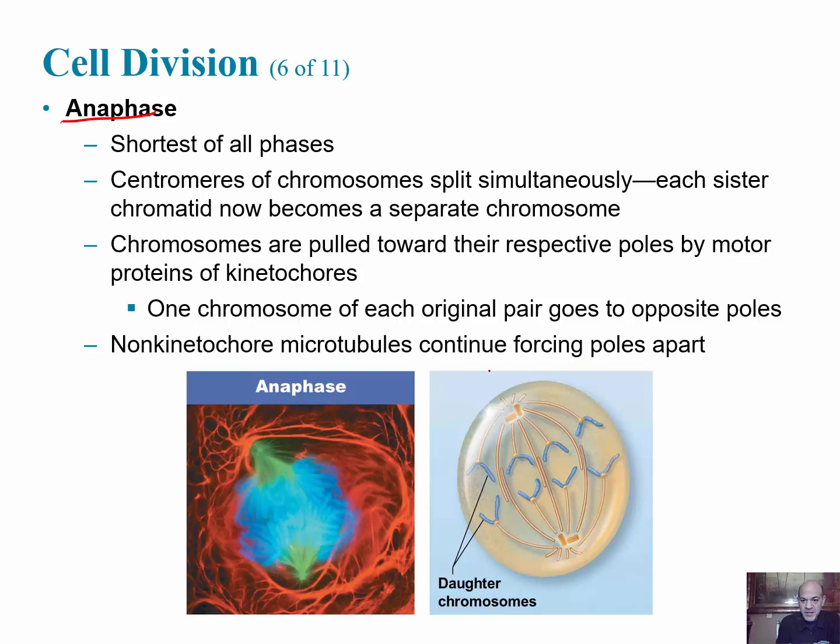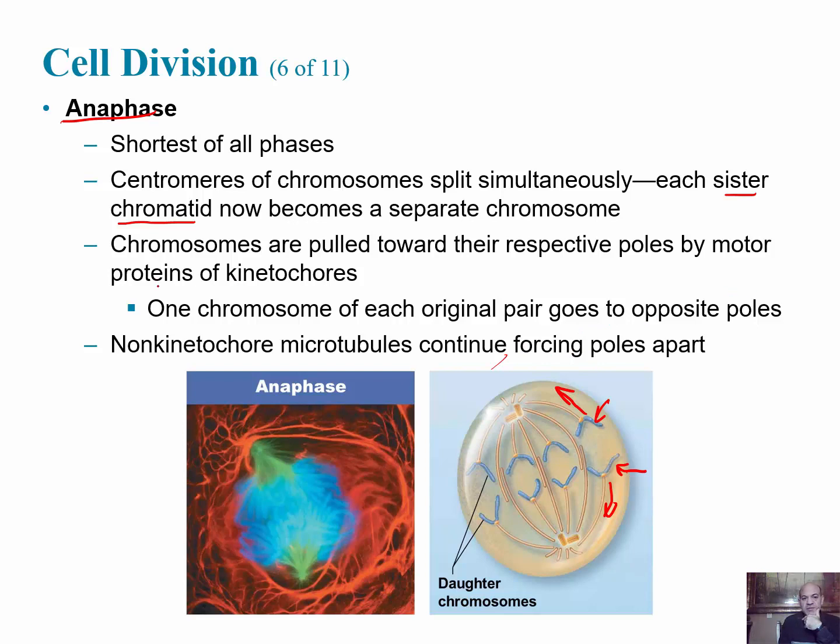So you can see now in the picture here, our sister chromatids that were once together now are being pulled apart, and they're moving in opposite directions towards the poles. It is considered the shortest phase, and here it says that the centromeres of the chromosomes split simultaneously, and then each sister chromatid is separated. And once they separate, they're now separate stained or colored bodies, so we can refer to them again as chromosomes, now as individual chromosomes going towards their poles.